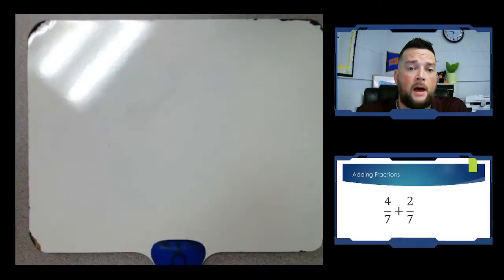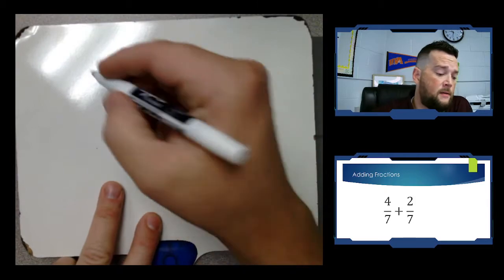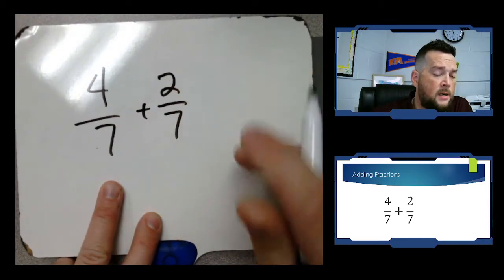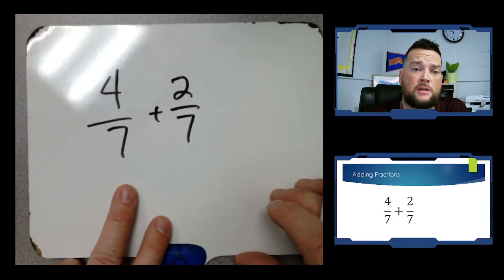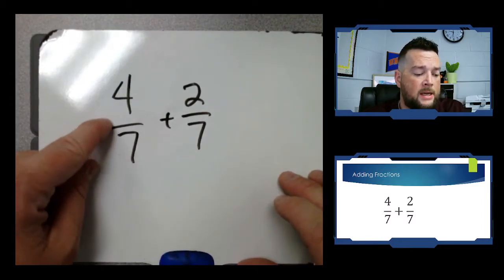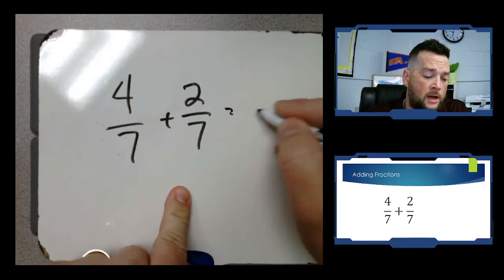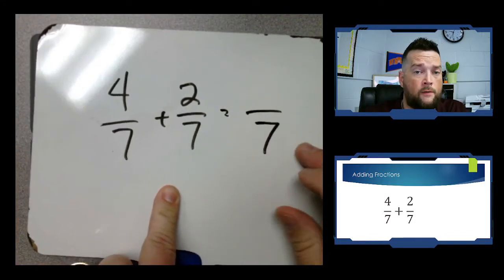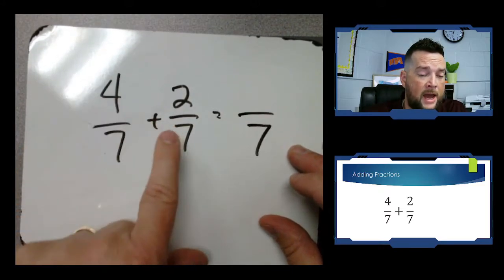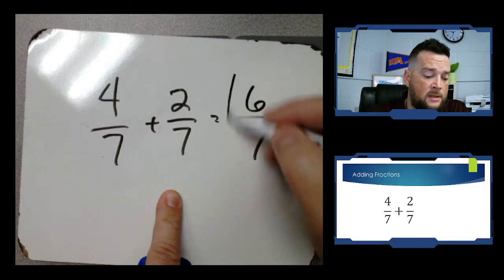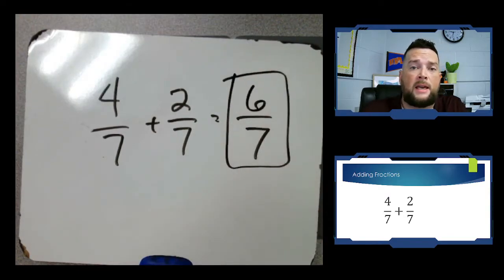This one right here, we've got 4/7 plus 2/7. Again, with adding fractions, the first thing we want to make sure is that our denominators are the same, and they are. They're both 7. So that's going to be our denominator for our new fraction. And we just add the numerators. 4 plus 2 is 6, and 6/7 is our final answer because it cannot be simplified.